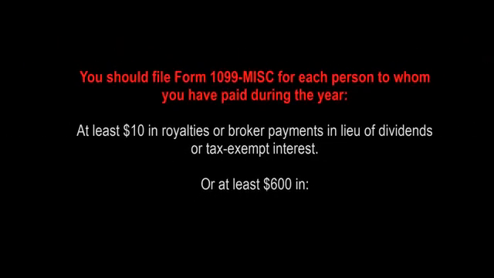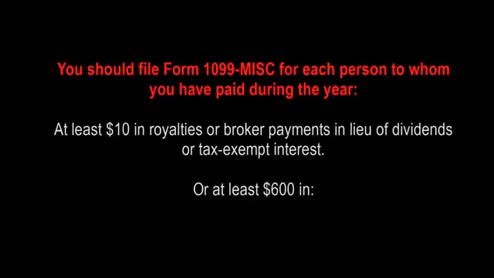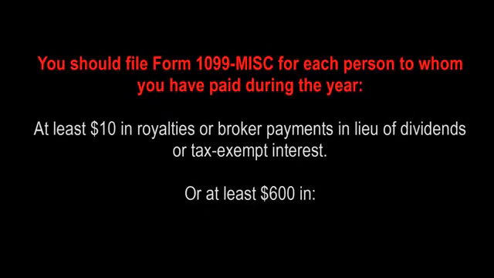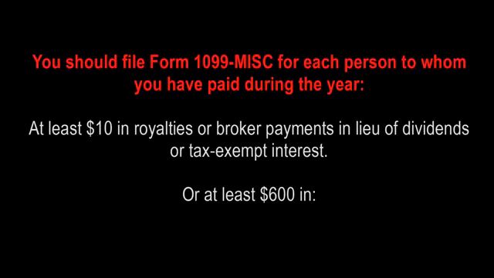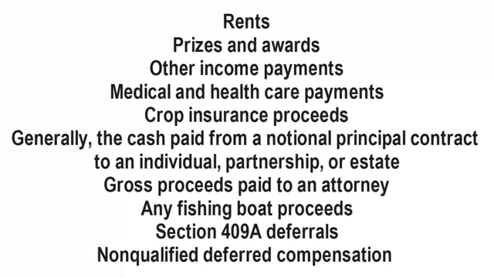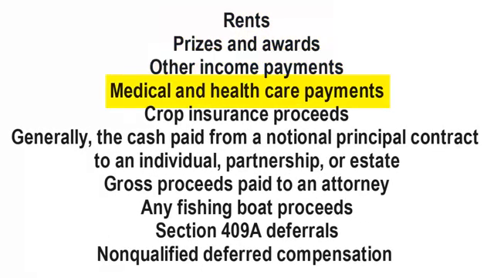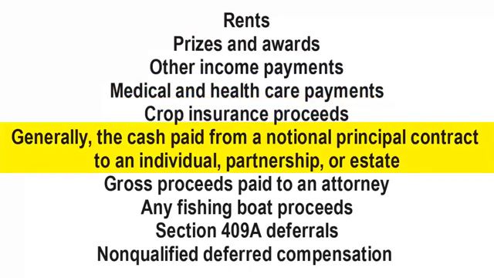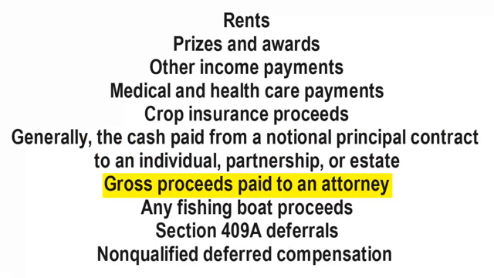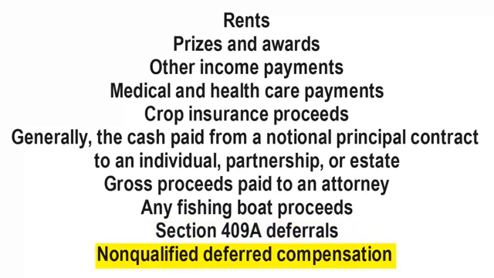You should file Form 1099 MISC for each person to whom you have paid during the year at least $10 in royalties or broker payments in lieu of dividends or tax-exempt interest, or at least $600 in these items: rents, prizes and awards, other income payments, medical and health care payments, crop insurance proceeds, generally the cash paid from a notional principal contract to an individual, partnership, or estate, gross proceeds paid to an attorney, any fishing boat proceeds, Section 409A deferrals, and non-qualified deferred compensation.